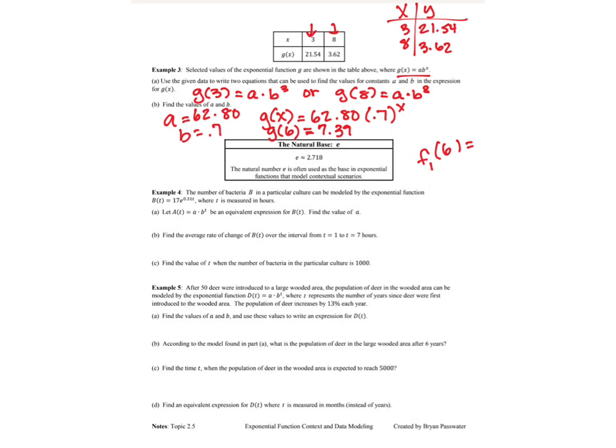We'll try to cover example 4. We're not going to get all the way through. Not even close. All right, so example 4, it says the natural number e is often used as the base in exponential functions. Remember that we could have a logarithm of base 10 or a base anything, but if the log happens to have a base e, we call it the natural log, okay?